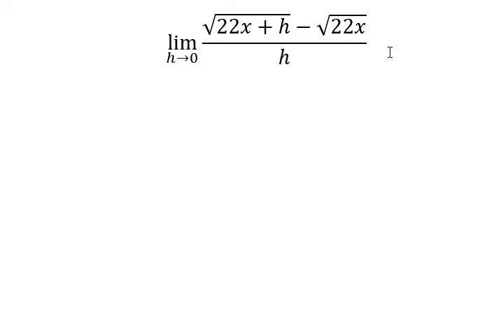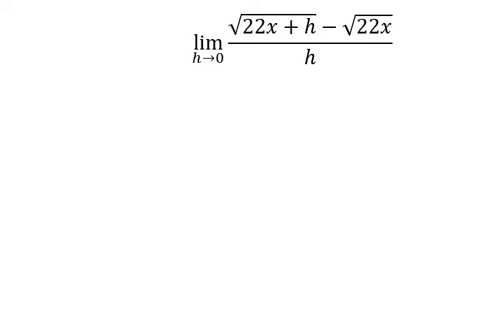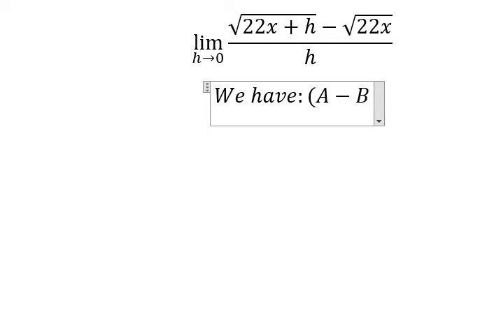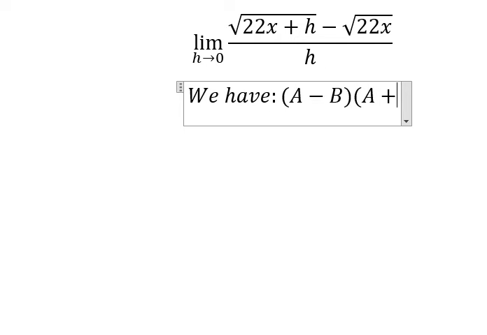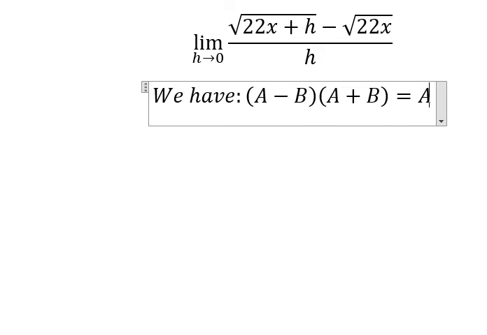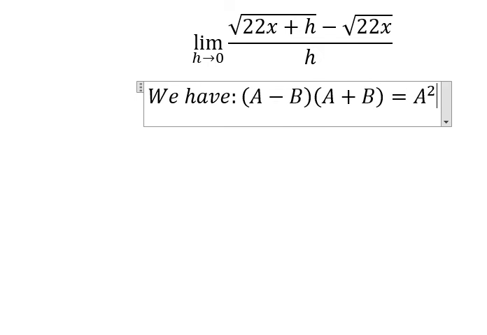So now I will show you how to answer. We have the formula in here. That is about (a - b)(a + b) = a² - b².